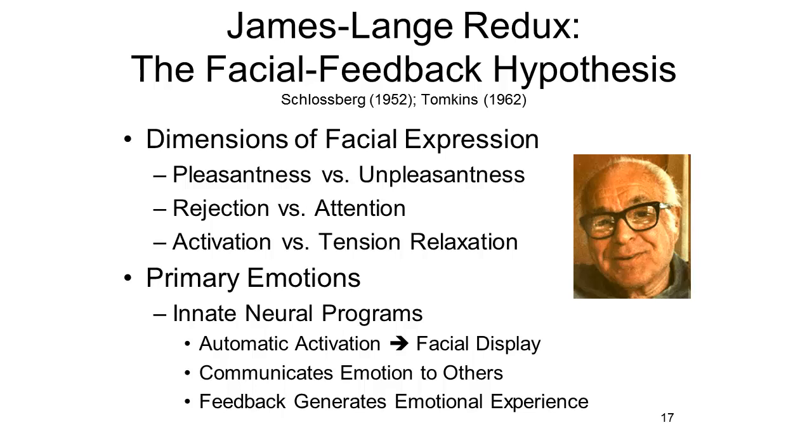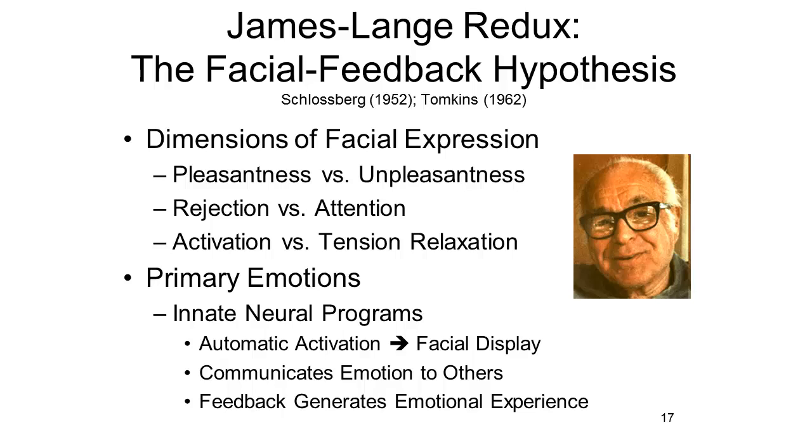Tompkins drew on earlier work that had identified three dimensions in the facial expression of emotions. First, pleasantness versus unpleasantness. We make different kinds of faces when we're having a pleasant experience than when we're having an unpleasant experience. The second dimension is one of rejection versus attention. And a third dimension, one of activation versus relaxation. Tompkins argued that there was a small set of primary emotions that were associated with innate neural programs. We were born to have these particular kinds of emotional expressions.